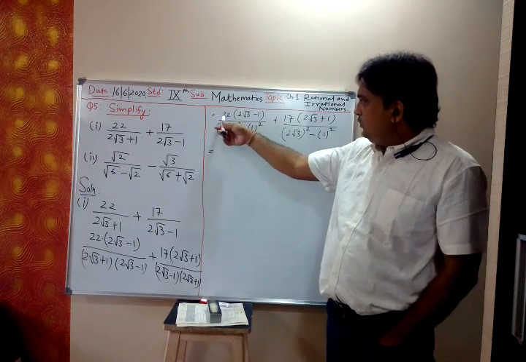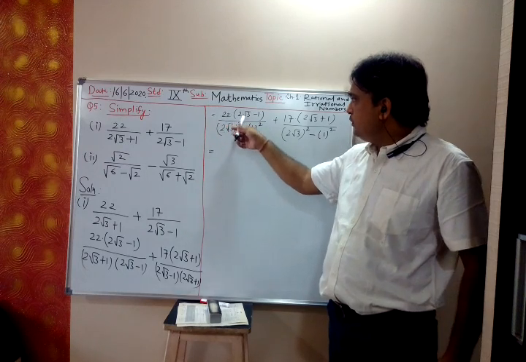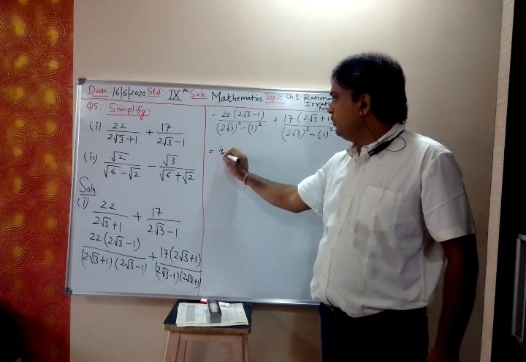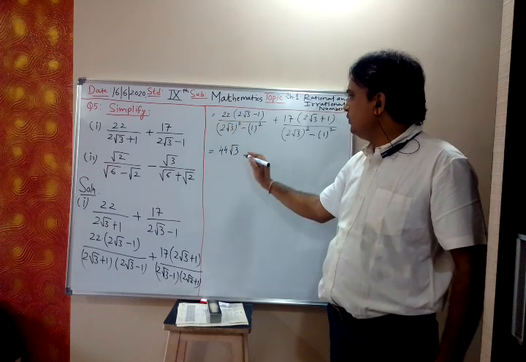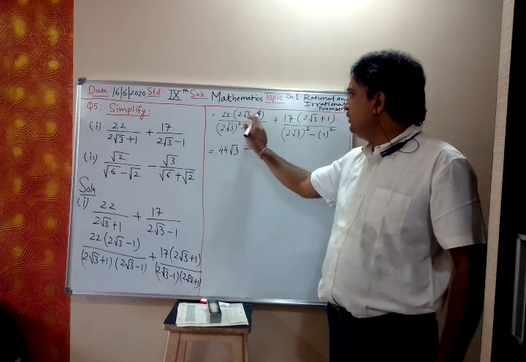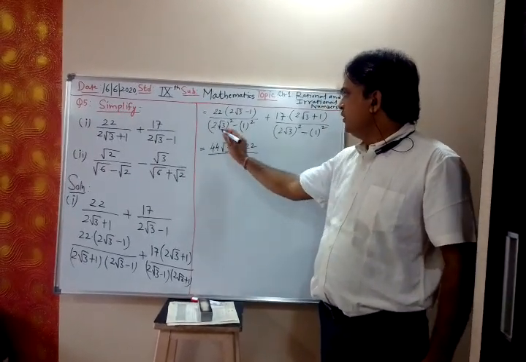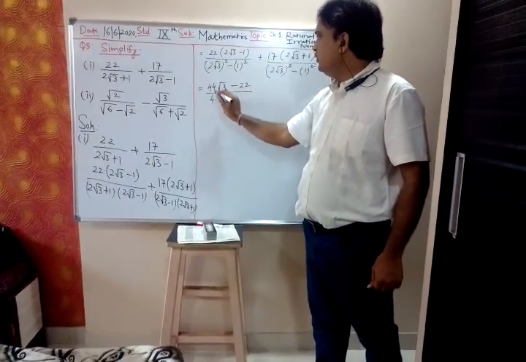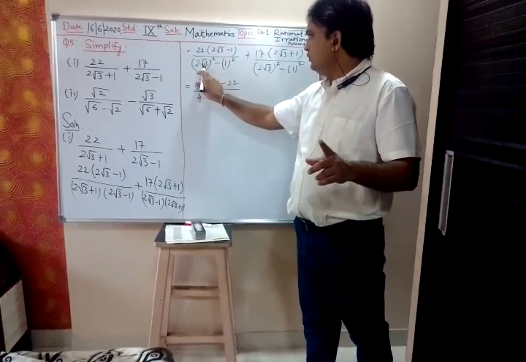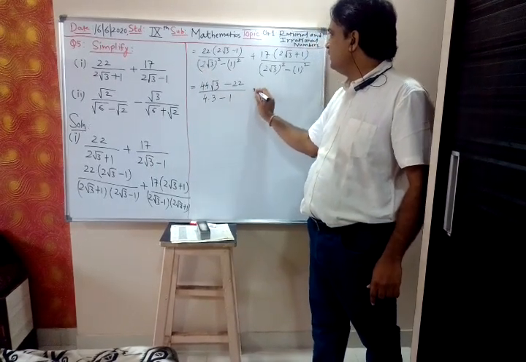Now 22, we open the bracket to multiply to each term of the bracket. So 22 into 2 root 3 will be 44 root 3. Minus 22 into 1, 22. Divide by 2 root 3 square is 4 into 4 into root 3 square is 3. 4 into 3 minus 1.